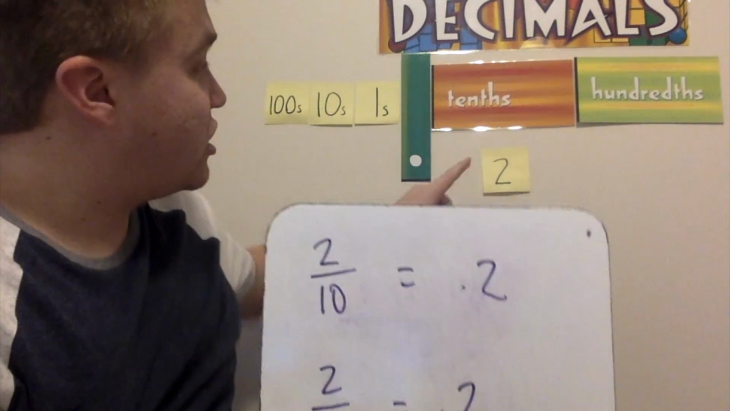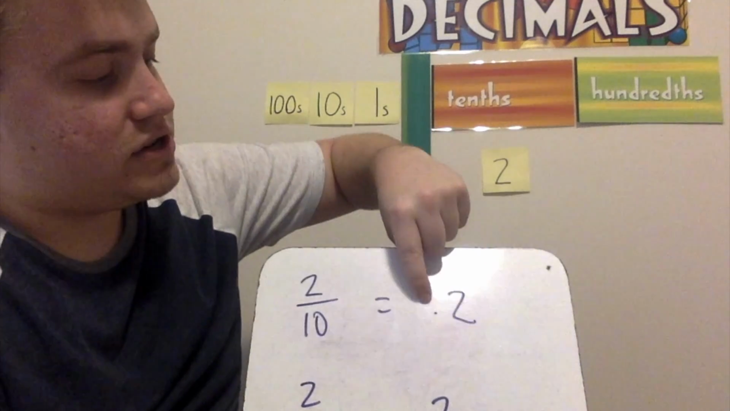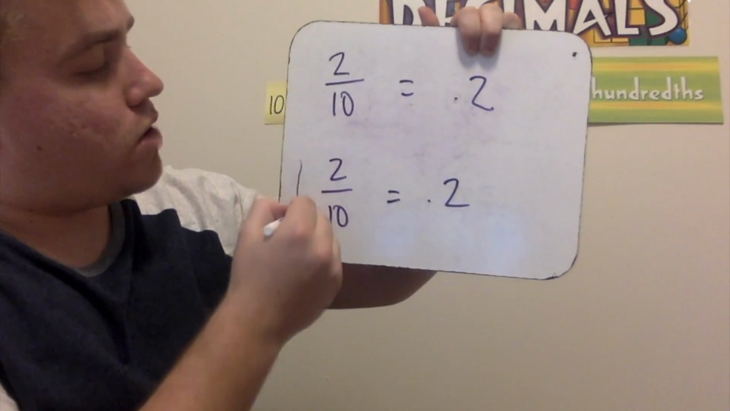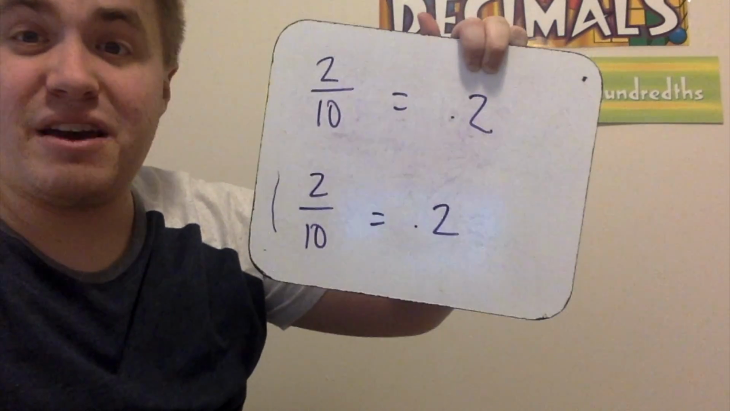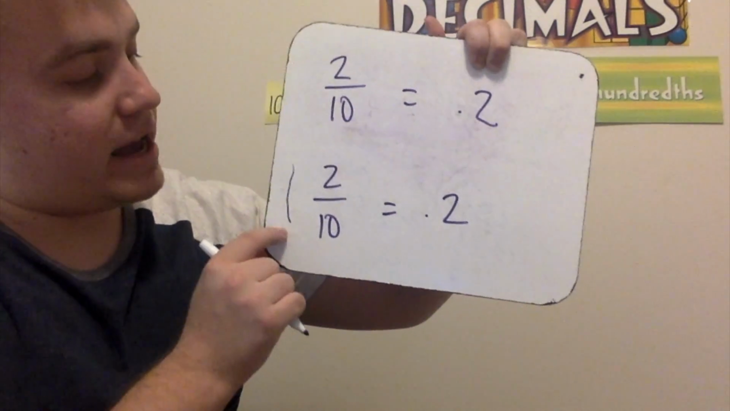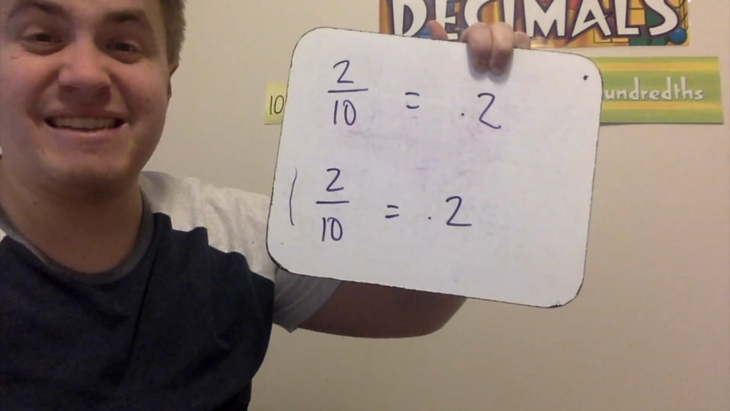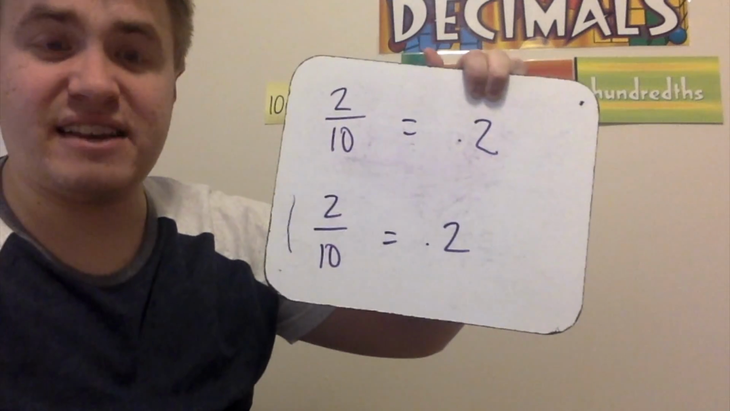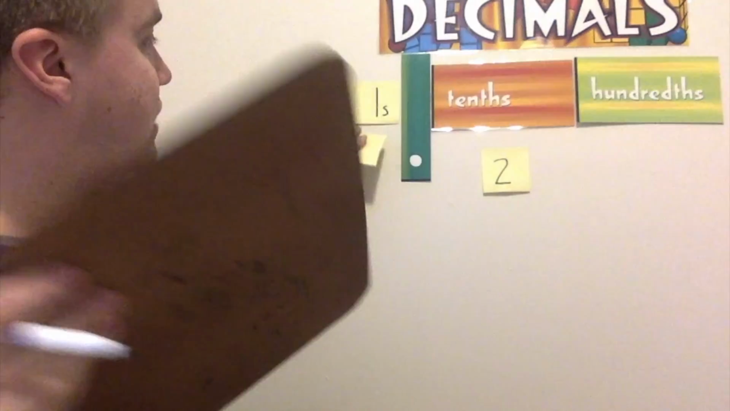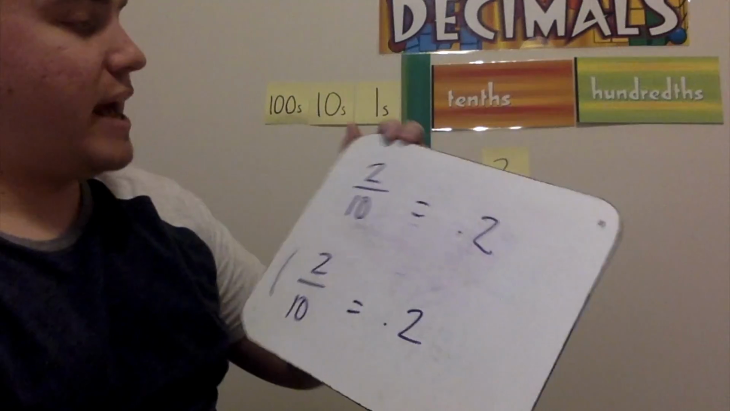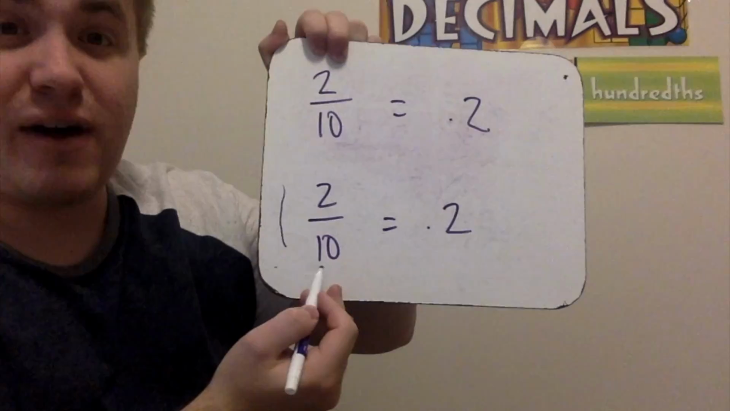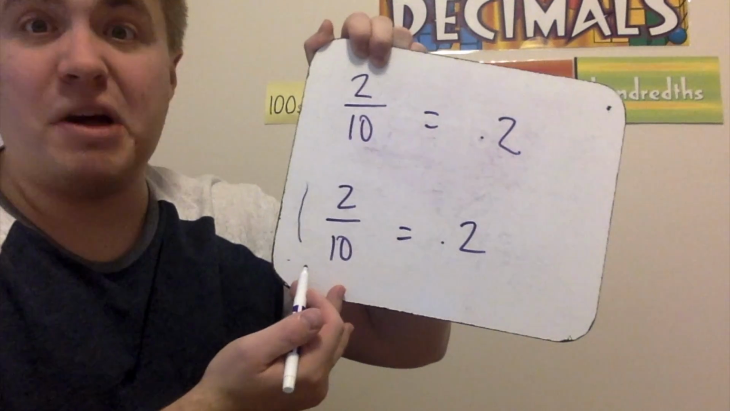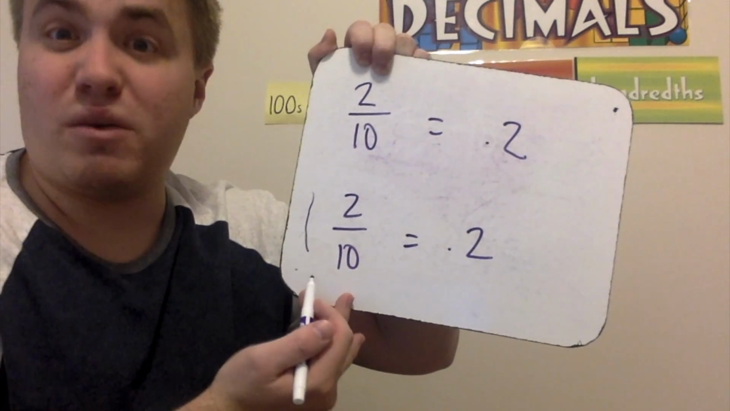2 over 10 could be written as 2 tenths, right? 2 tenths. But what if I add a number 1 in front of my fraction 2 tenths? Now I have the fraction 1 and 2 tenths. Okay, how can I write 1 and 2 tenths as a decimal? Well, I'm going to add a 1 in my ones place, because when I add a 1 in front of my fraction here, it's a whole number. It's a number that's going to go in the ones place if there's only one digit there.